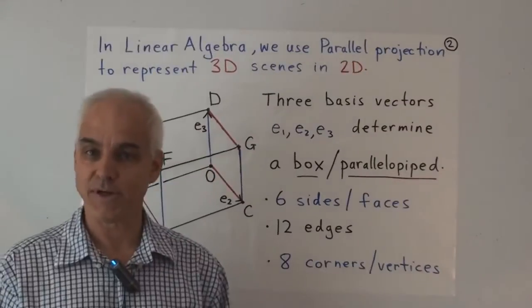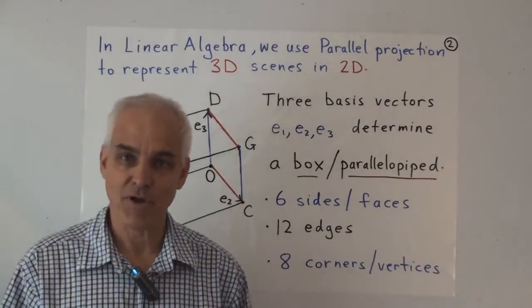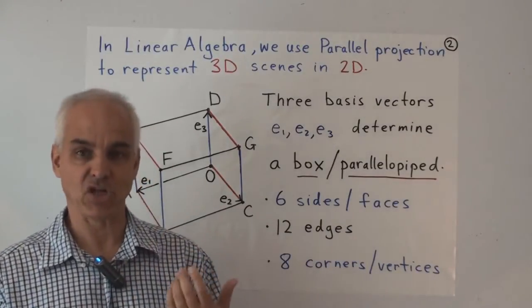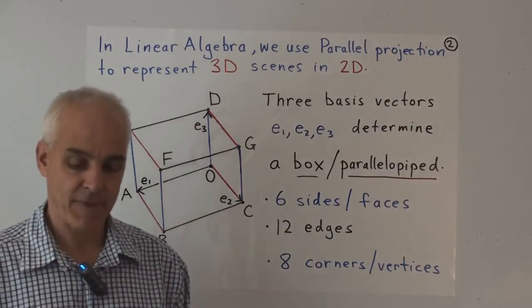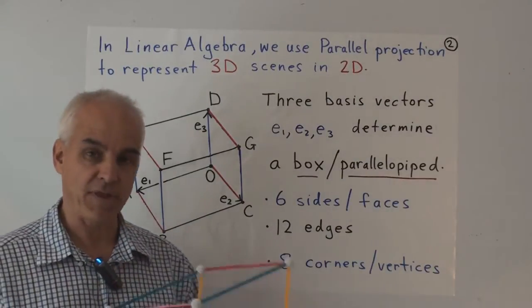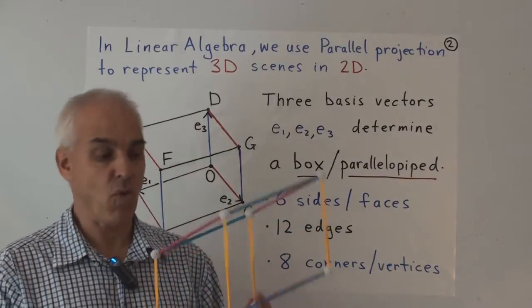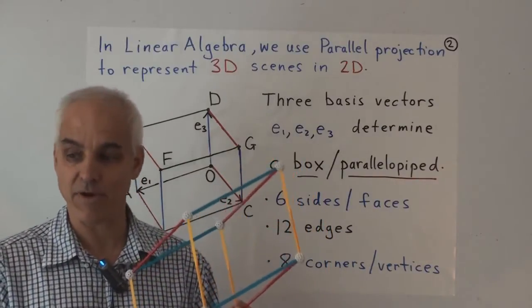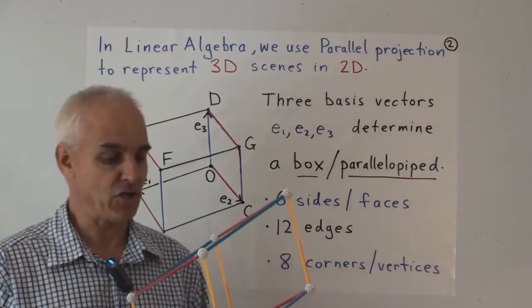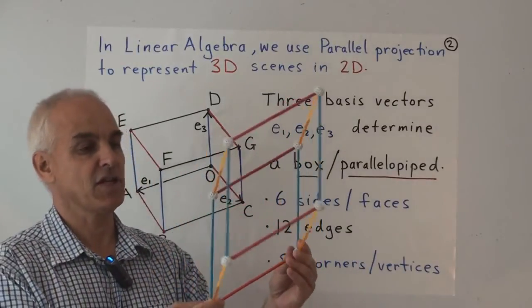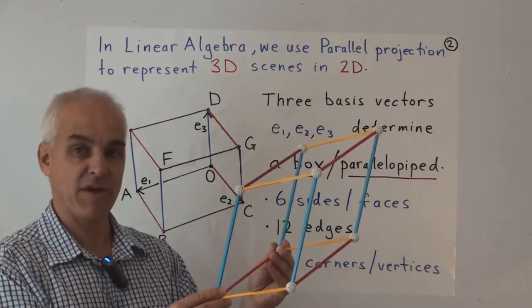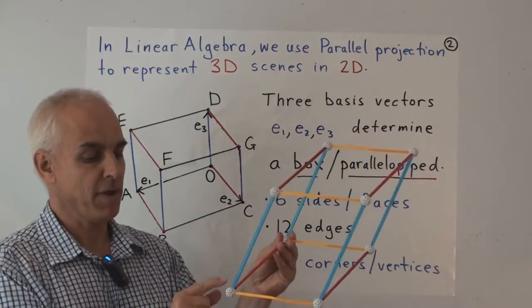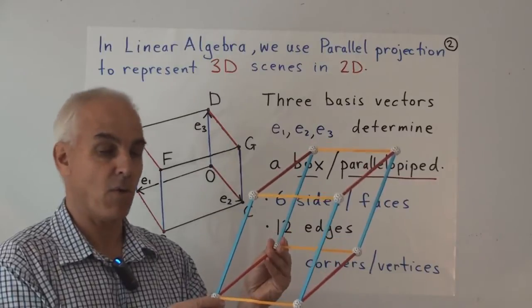So let's give an important initial example of this idea of representing a 3-dimensional object in the plane using parallel projection. So the object that we're going to start with is a piece, just one box or one parallelepiped from that bigger pattern that I showed you earlier. So here is just a basic box created by three vectors. A blue one, a red one, and a yellow one.